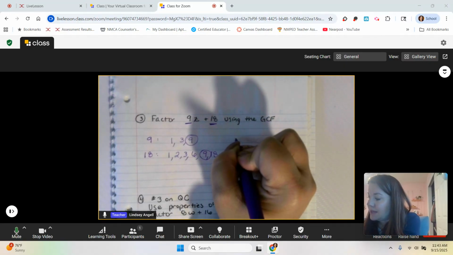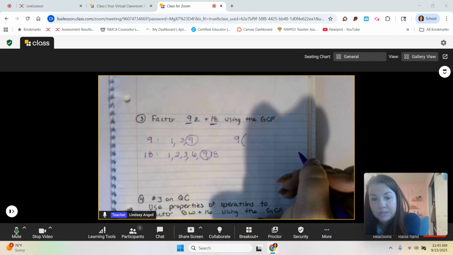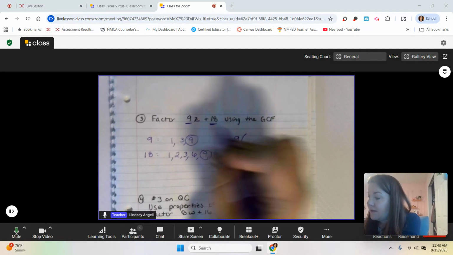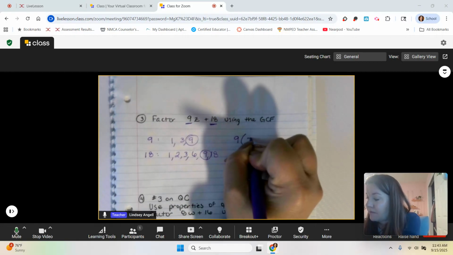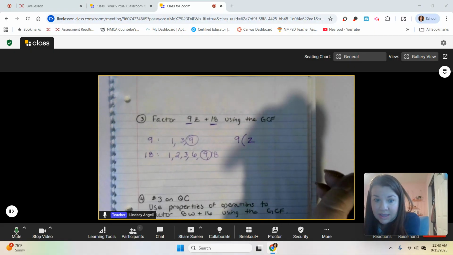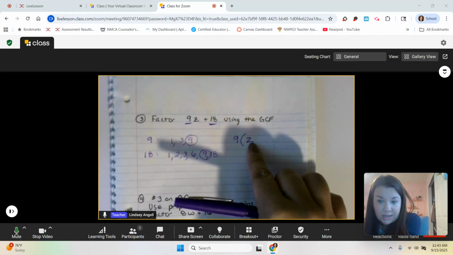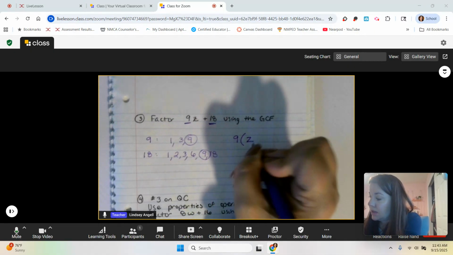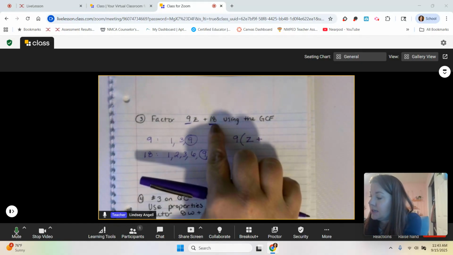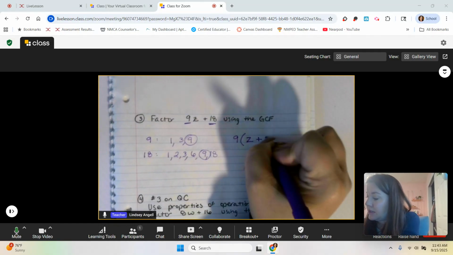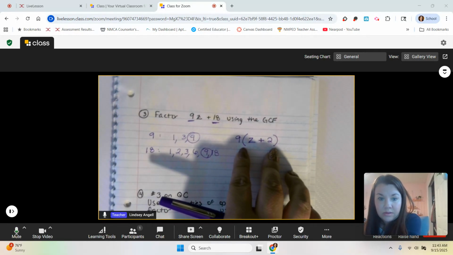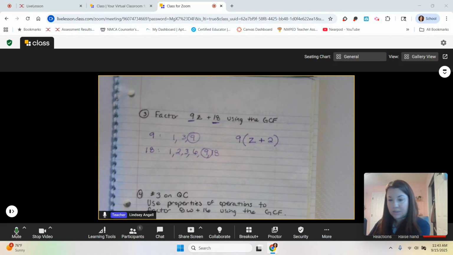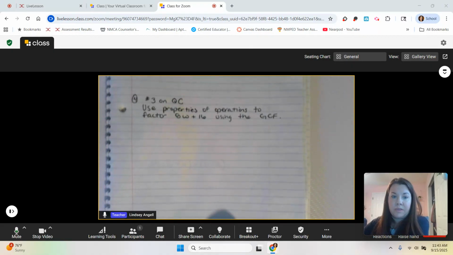Okay, but that means that we can pull a 9 out, right? So if I'm dividing both of these by 9, well, 9 divided by 9 is 1, or I have 1z, or just z, right? How many z's do you see? Just 1. Okay, plus, and then 18 divided by 9 is 2. So this would be the factored version. All right? So it's good to have extra practice on those.